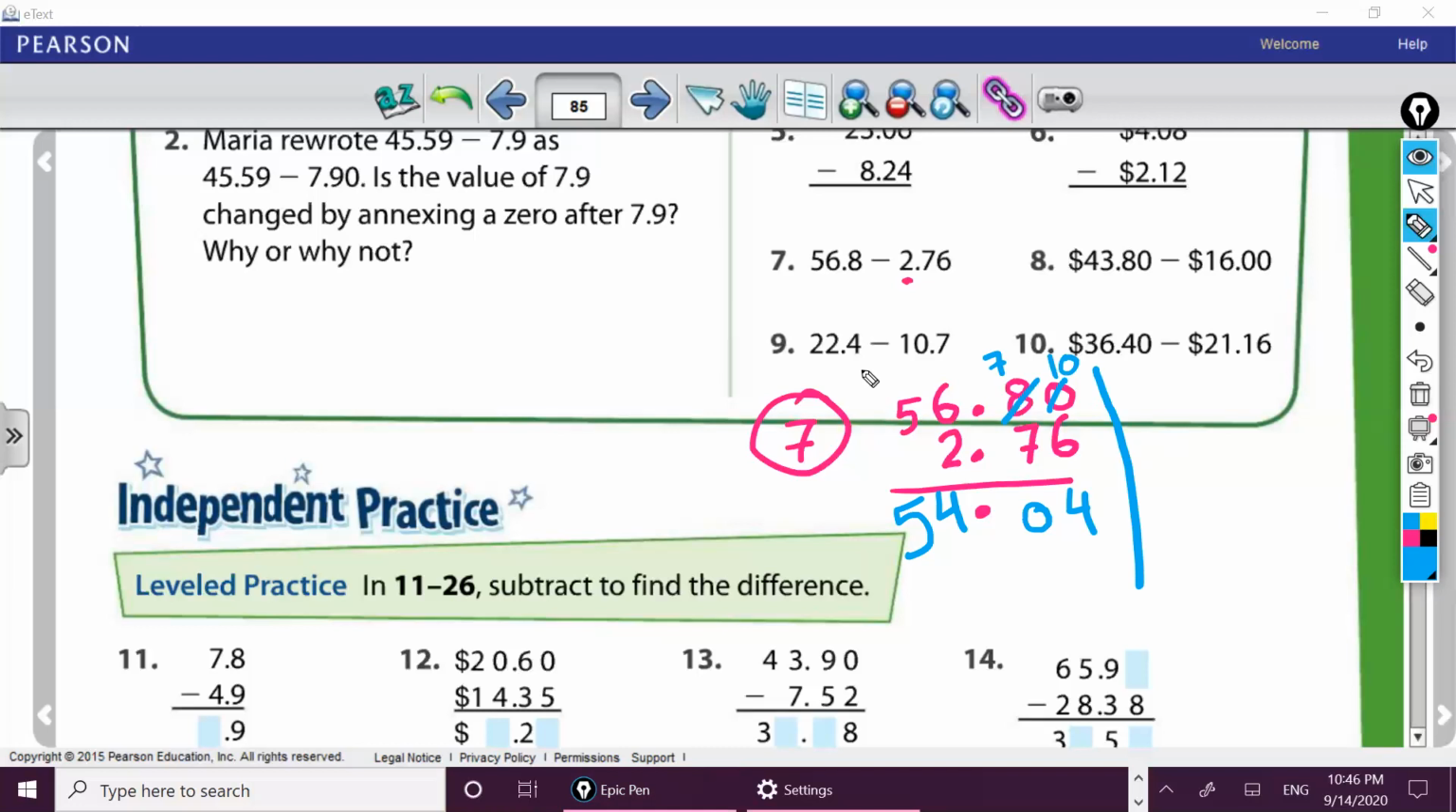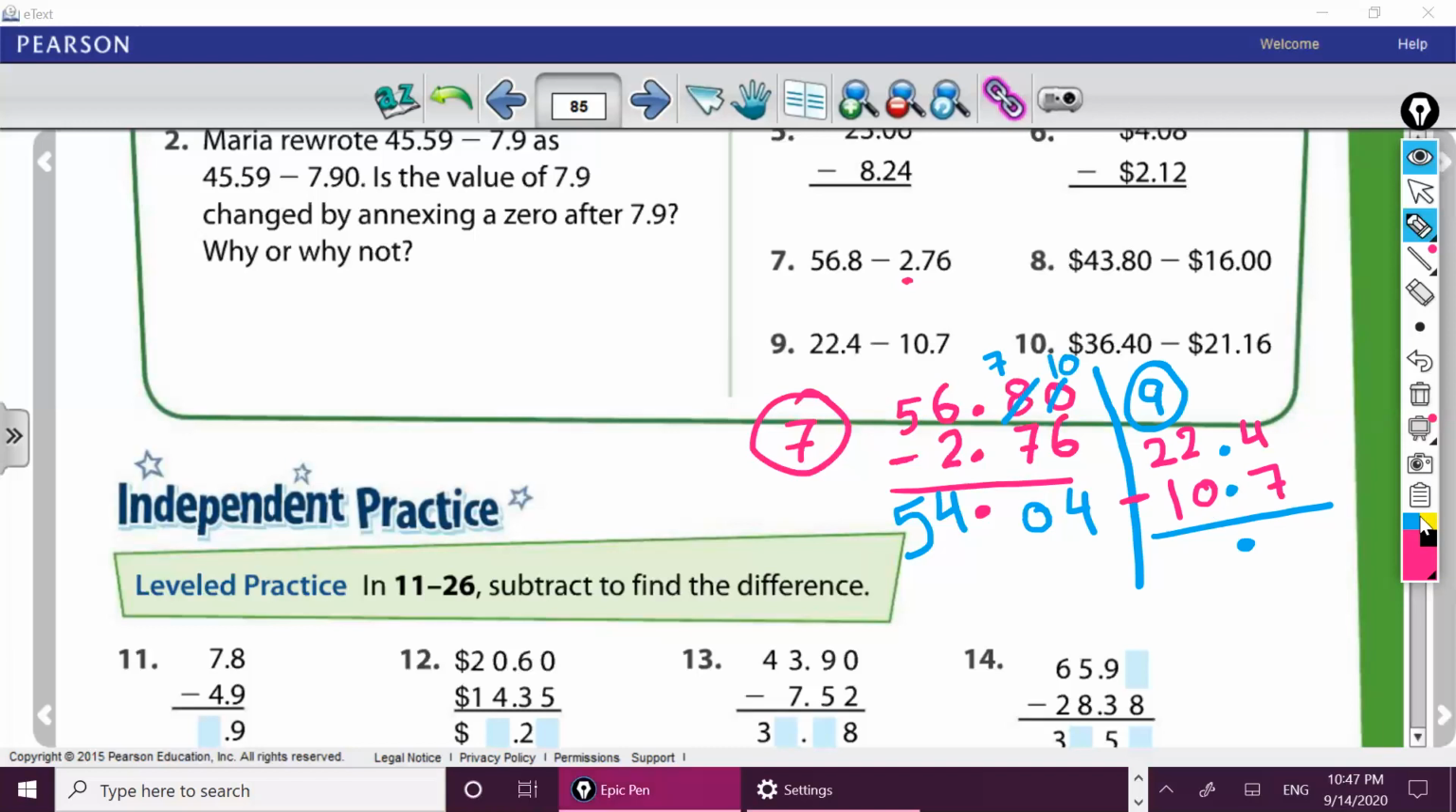Let's answer number 9. So I will start to write number 9 here. The first rule, line up the decimal point above each other. I have 2 numbers, so I have 2 decimal points. So this is for the answer. Start from the whole number, I will write 22. And 4 in the tenths place. Here I have 10 and 7 in the tenths place also. So I will subtract. I forgot to put the subtraction sign here.